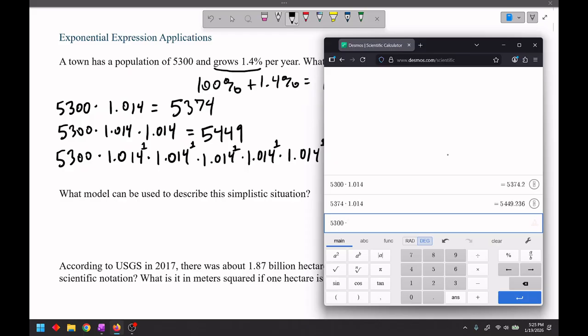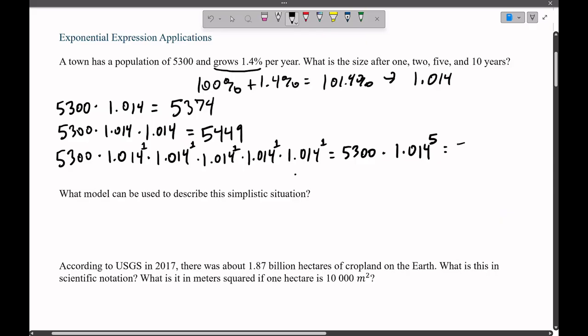We will see we get 5,300 times 1.014 to the power of 5. And it's 5681.5. So we'll round to the nearest person, 5682. So 5682.